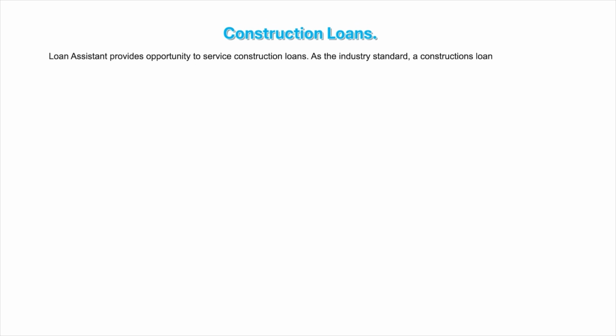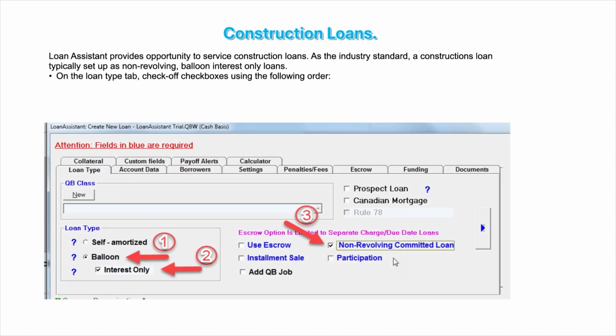Construction loans. LoanAssistant provides the opportunity to service construction loans. As the industry standard, a construction loan is typically set up as a non-revolving, balloon, interest-only loan. On the Loan Type tab, check the checkboxes in the following order: balloon, interest only, non-revolving committed loan.